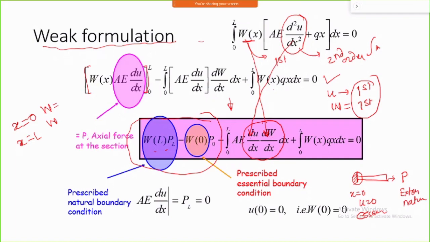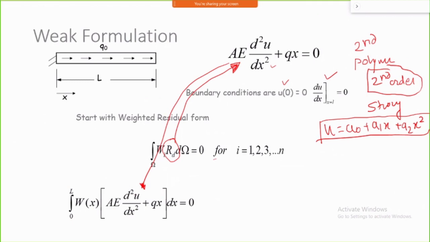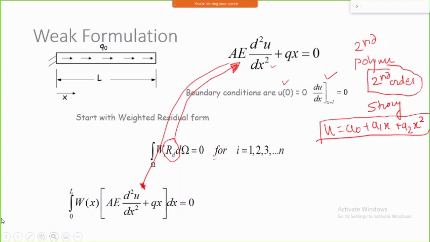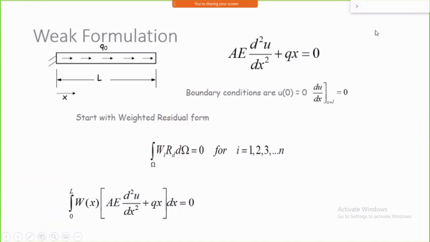Okay, once again I will revise it so that you can understand. We'll start with a simple differential equation. Then these are the two boundary conditions. When you are going to solve this differential equation, my u requirement should be a second order polynomial. The u requirement is a second order polynomial. That is basically the requirement for it.